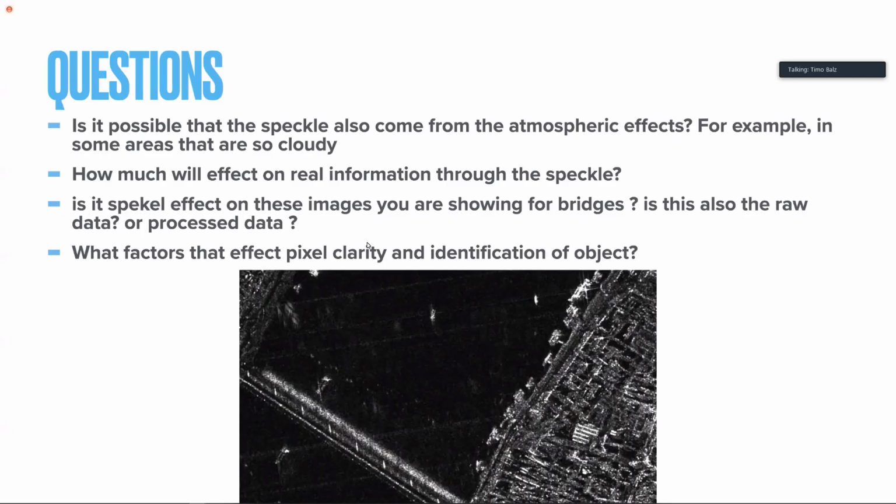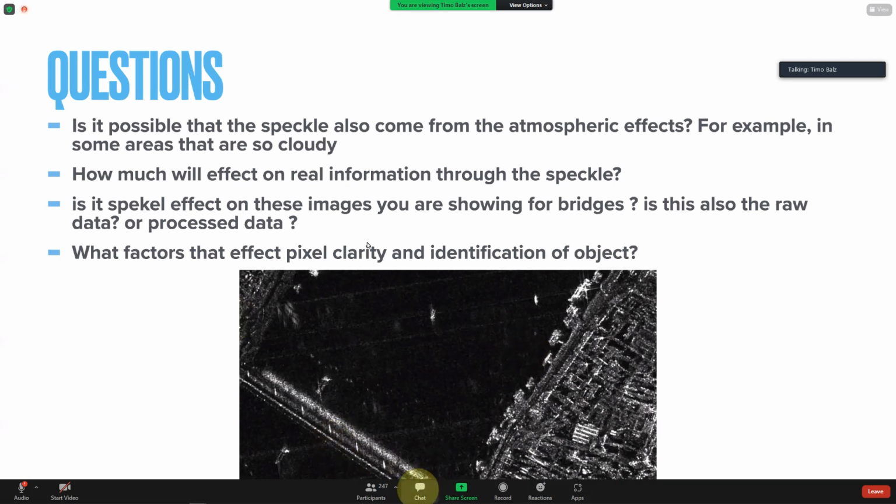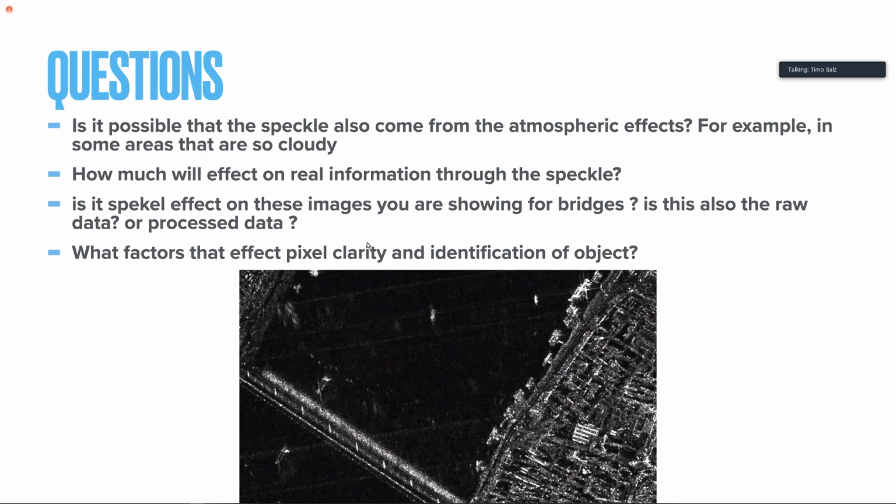And what factors affect pixel clarity and identification of objects? Well, number one, I would say, is the speckle effect. That would be the number one culprit here.